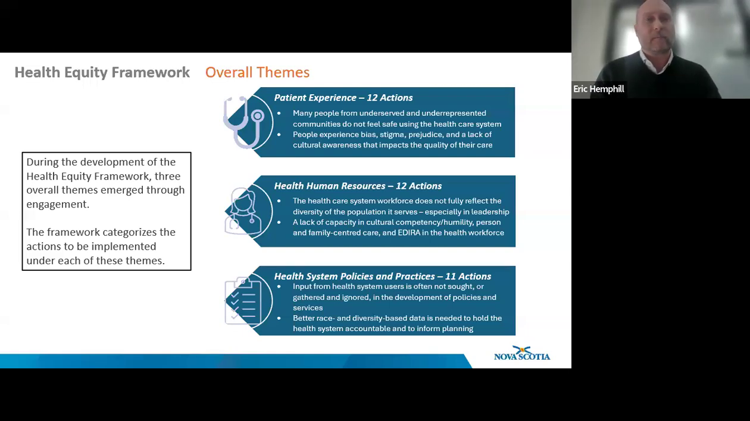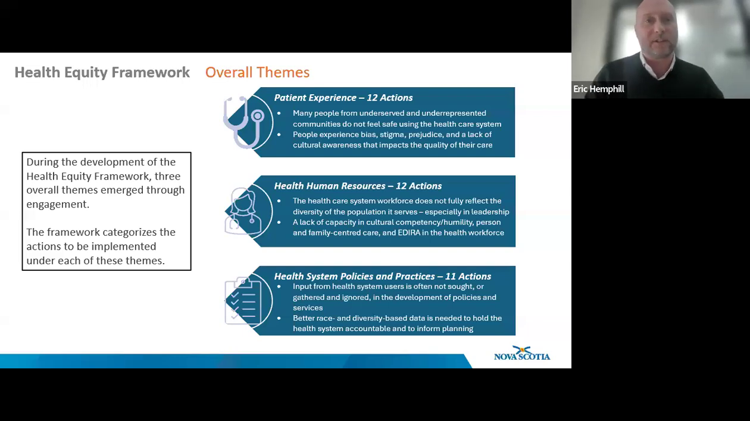So through the analysis of all that information, we were able to land on 3 large themes, and there is some crossover in between these, certainly. I don't think anything is really sort of clean in the health equity space. But those themes are around patient experience from the perspective, obviously, of folks using our system, the health human resources of our system, so what does it look like internally in terms of HR, and then how we as a system practice and what does that mean in terms of influencing health equity.